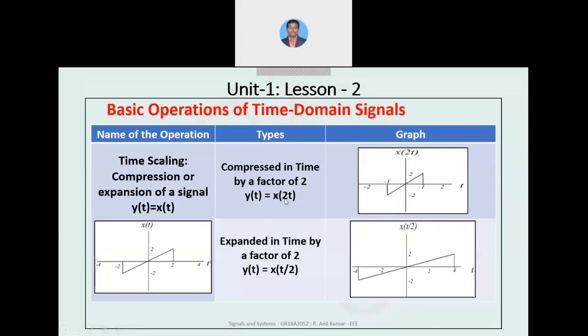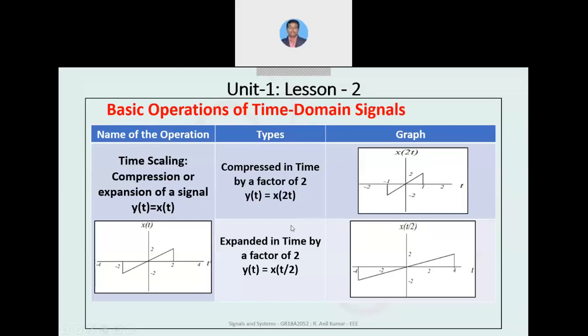Suppose it is a 4, x of 4t, I want to have. So x of 4t means t is equal to 2 by 4. We need to write it that way. So t is equal to 2 by 4, that will be 1 by 2, and the time will be minus 1 by 2 to plus 1 by 2. By that value the signal will be compressed.